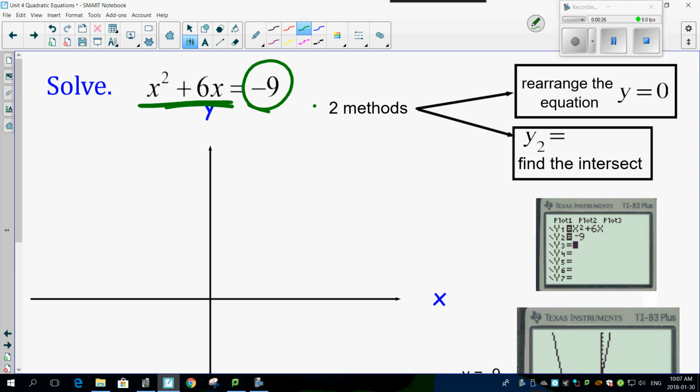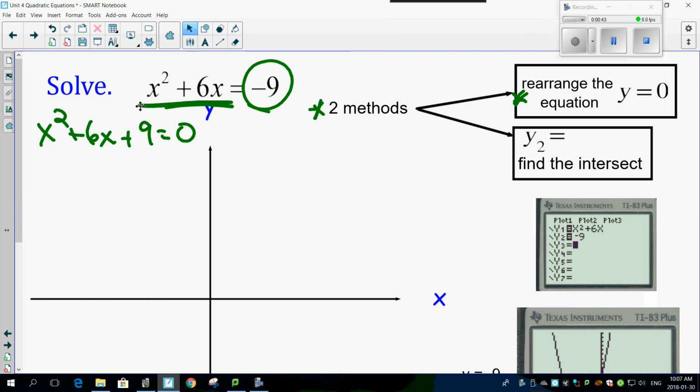Now, there's two ways of solving this. You can rearrange the equation to make that equal to 0. So basically, you're going to make this x squared plus 6x. You're going to move the 9 over to this side. You get plus 9 equals 0. There it is. You could throw that into your calculator and find the solutions. Let's do that first, okay?